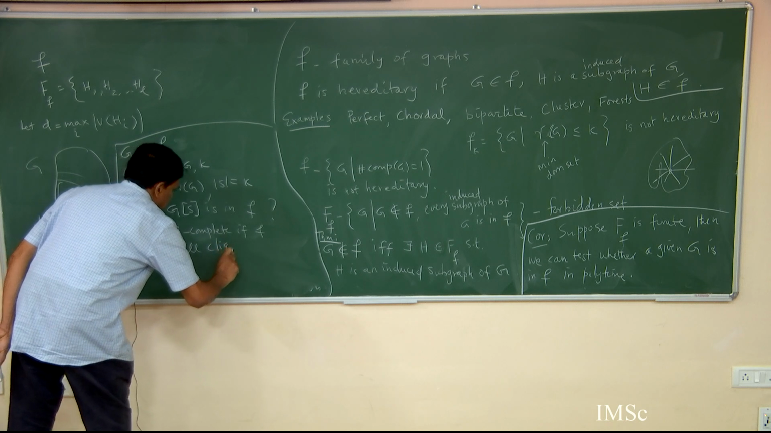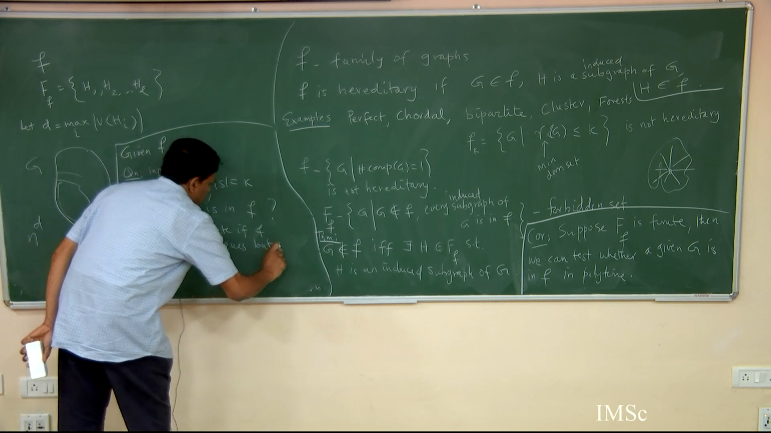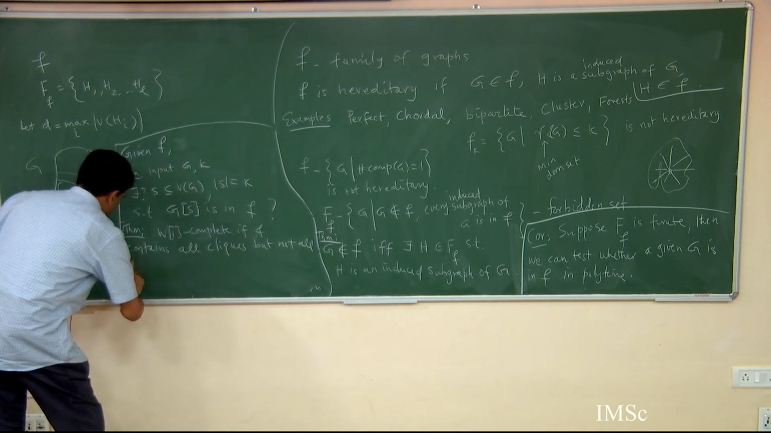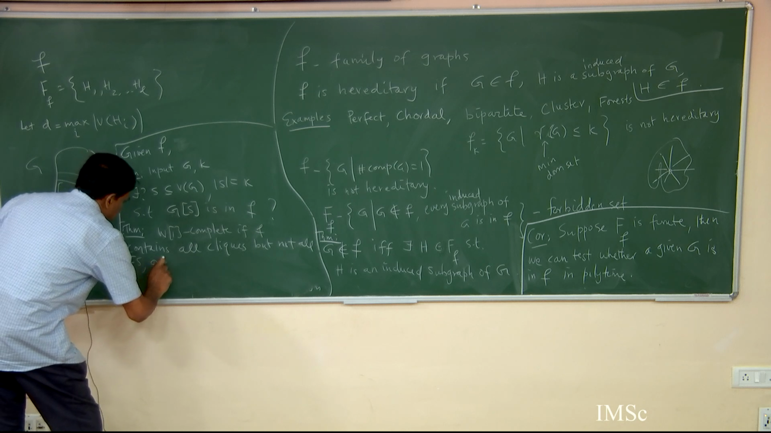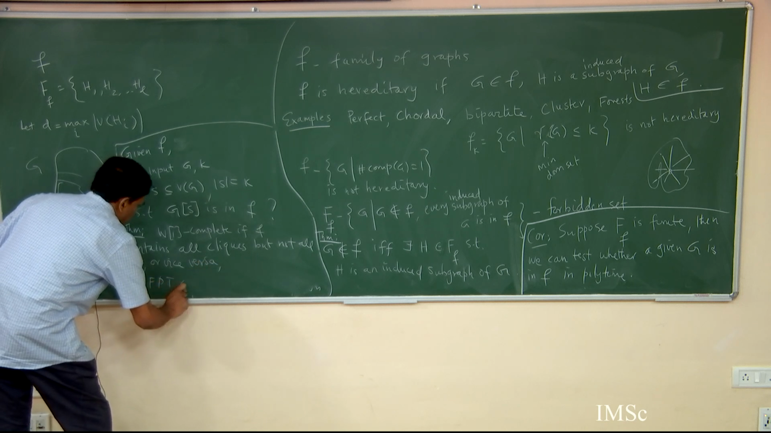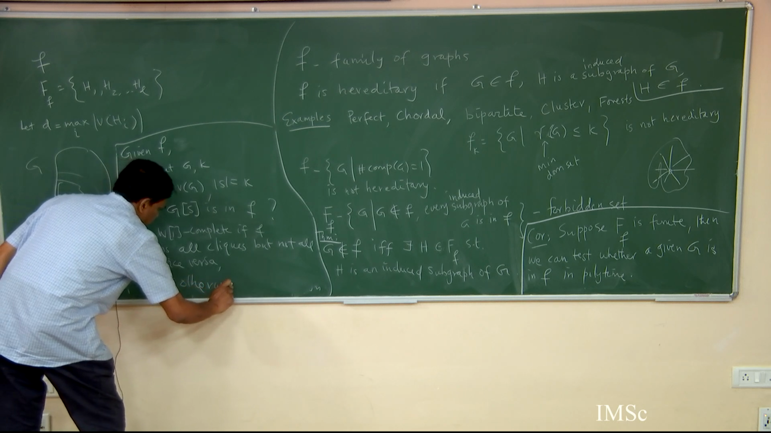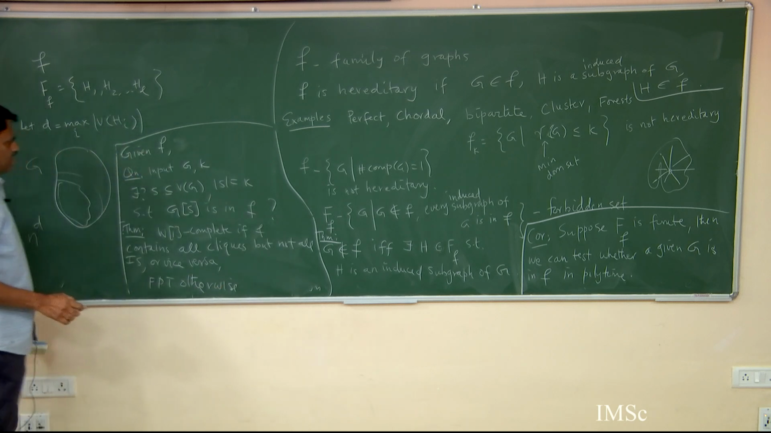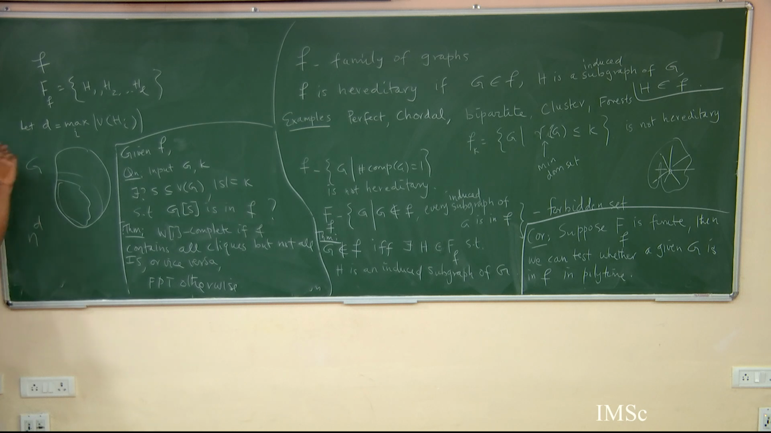If F contains all cliques but not all independent sets, or vice versa, it contains all independent sets but not all cliques, then it's W[1]-complete. Finding a k-sized induced subgraph with that property is W[1]-complete, and otherwise it's FPT. So F is this family of graphs.